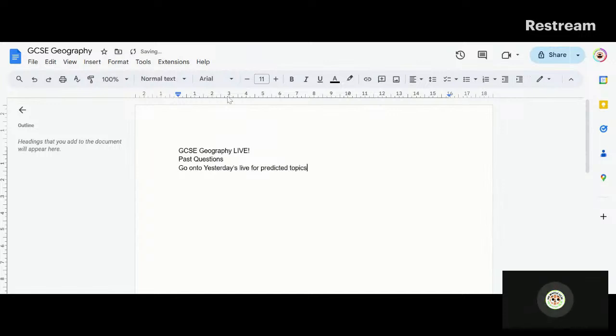But just in case you weren't here yesterday, I will show you guys the predicted topics list that I made. These are going to be past paper questions, and specifically for the AQA board.